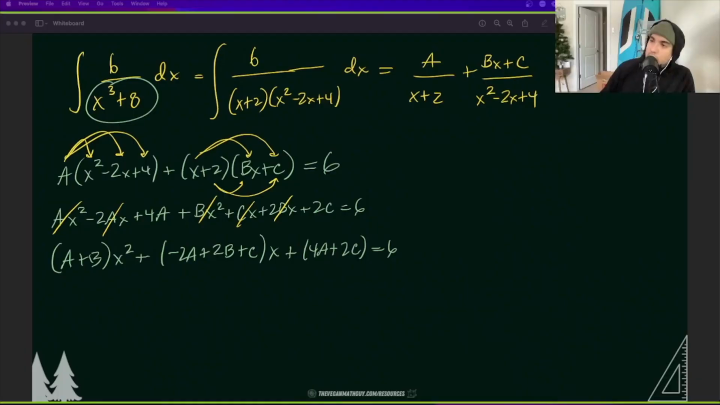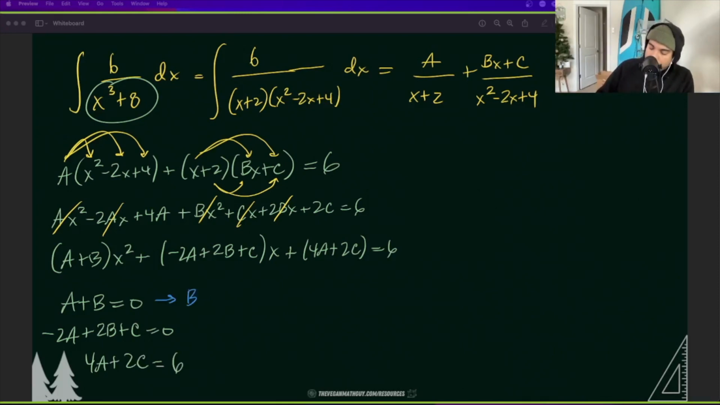And seriously, if you see any mistakes, please let me know in the comments below. So because on the right side there's no x squared coefficient, we know that a plus b has to equal 0. Same thing goes for the coefficient in front of the x: negative 2a plus 2b plus c is equal to 0. And for the constants, that has to equal 6.